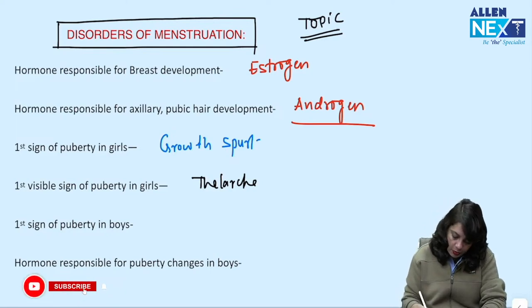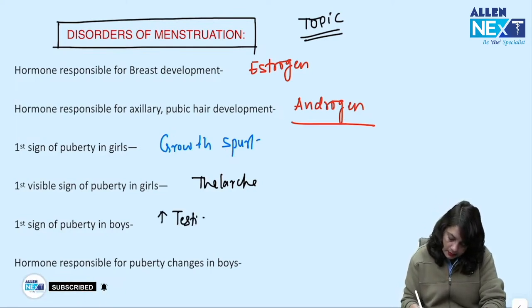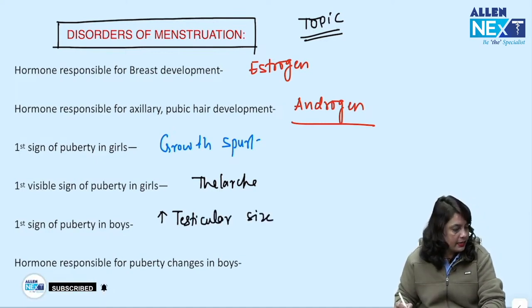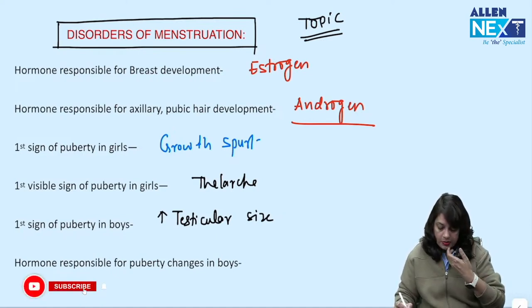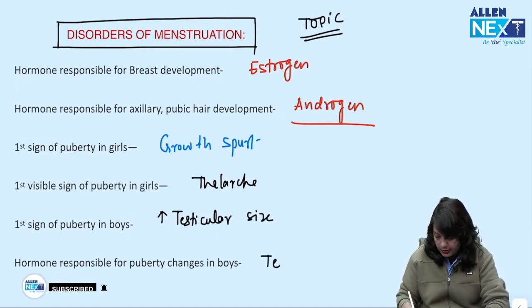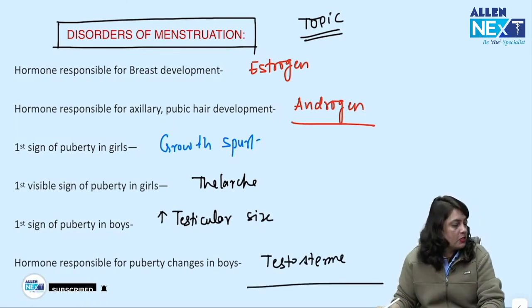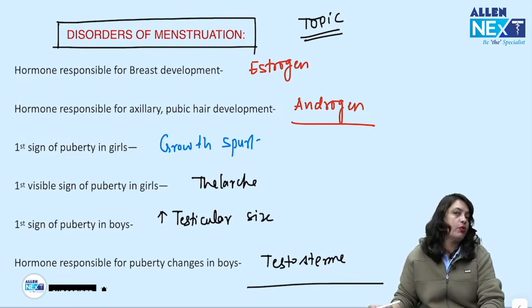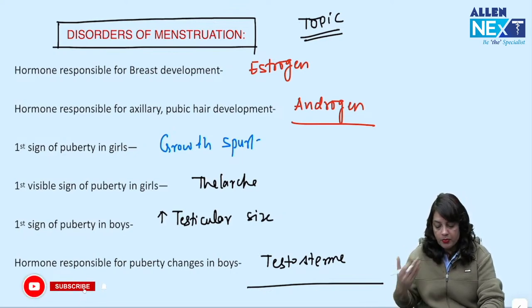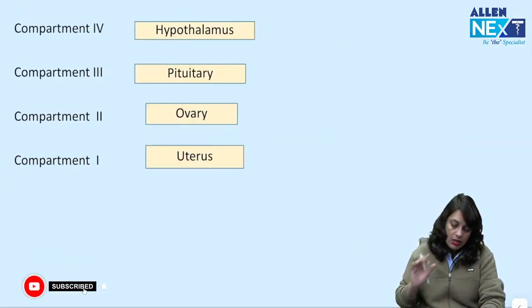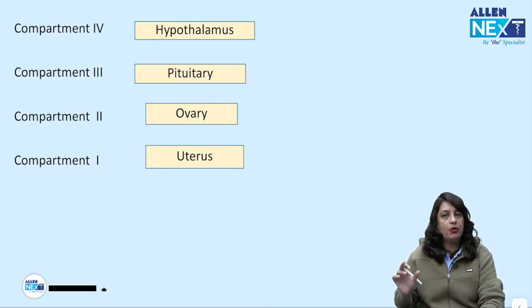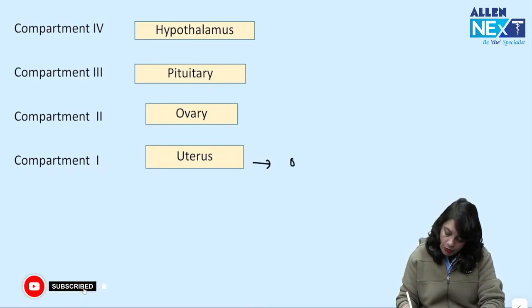First sign of puberty in boys is increase in testicular size. Hormone responsible for puberty changes in boys is testosterone. So, I hope these questions are very clear to you, because many times on these points the questions are asked. Now, the hypothalamus, pituitary, ovary and uterus and its outflow tract.